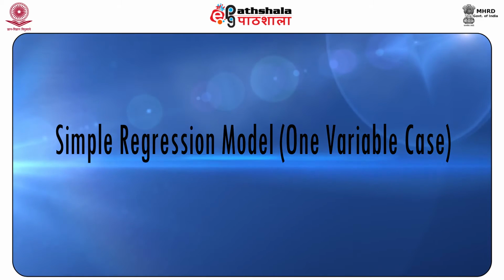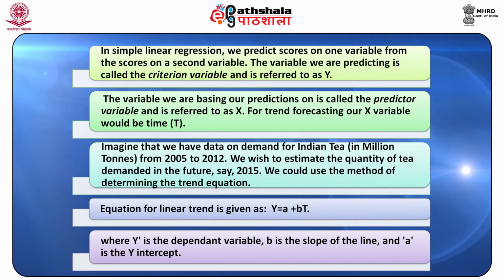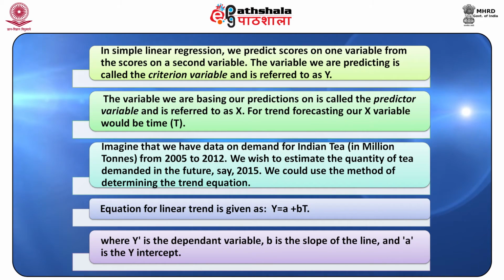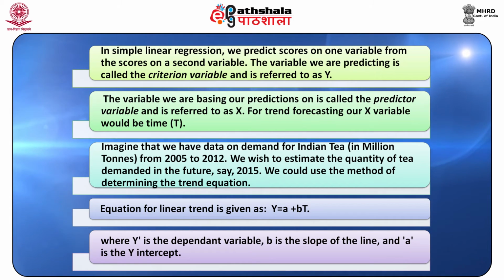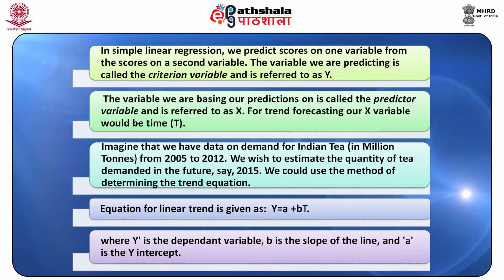Next, simple regression model, one variable case. This analysis deals with a single independent variable that determines the value of a dependent variable. In simple linear regression, we predict scores on one variable from the scores on a second variable. The variable we are predicting is called the criterion variable and is referred to as y. The variable we are basing our predictions on is called the predictor variable and is referred to as x. For trend forecasting, our x variable would be time t.